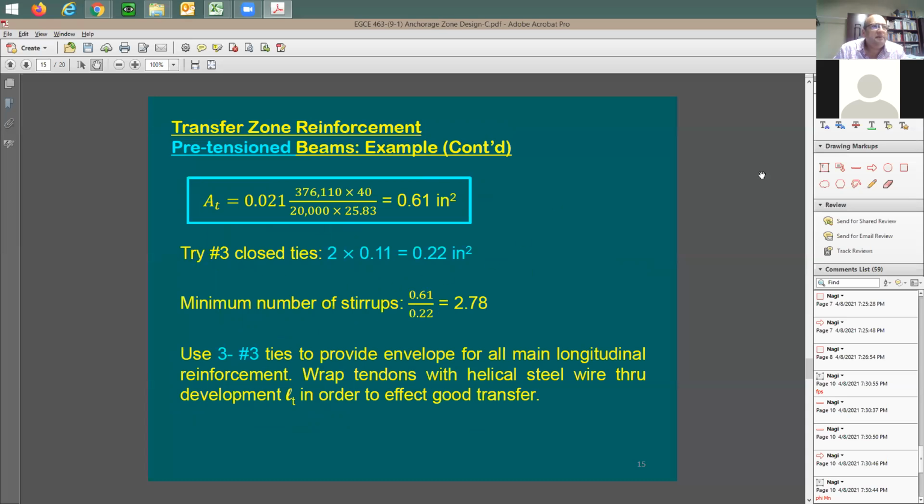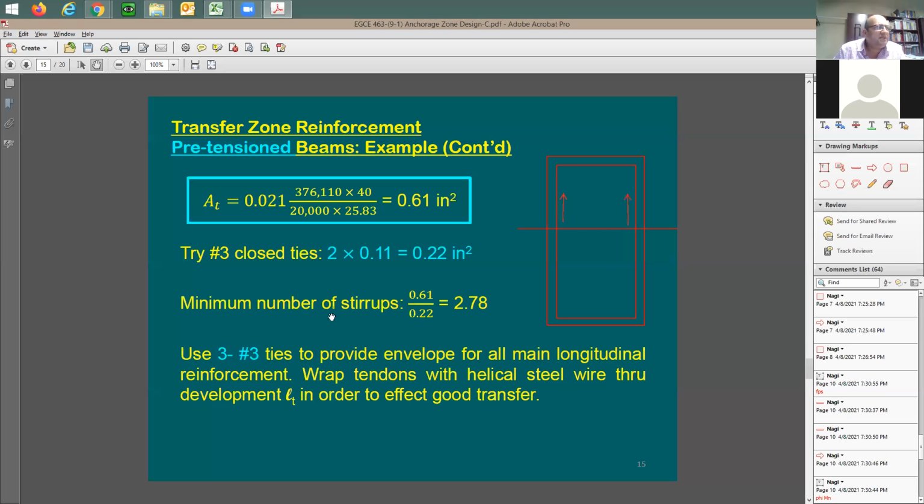Let's say here's a beam, and then you decide to use number 3. When you cut through number 3, the force, right? It means that you're going to have 2 times 0.11 square inches for each one of these stirrup legs. You're going to have 0.22 square inches. Now you need 0.61, which means that you need 3 ties. So we're going to provide 3 ties next to each other, and this should be able to resist the tension force.